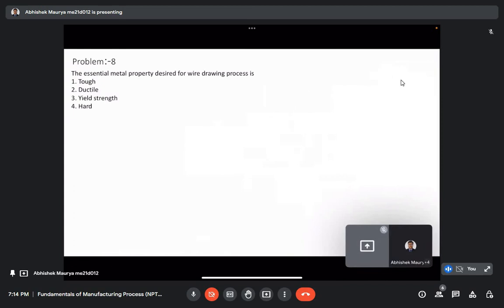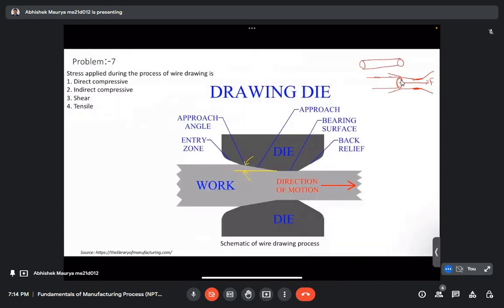So what we are doing is applying a force F, but we know what is happening. Initially we have a bar of higher diameter, and finally we are getting a wire of less diameter.